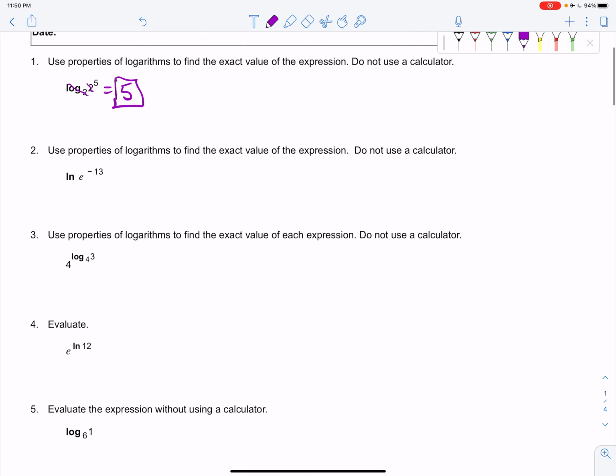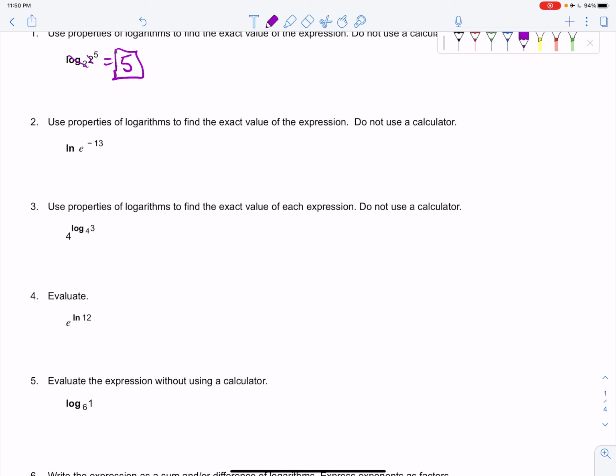And let's see this one. We have the natural log. And remember, you might want to actually write this, now you don't have to do this, but if you're kind of new at this, you might want to write this just to remind yourself of all the little pieces. The natural log is the same as log what? Base e. And then this says e to the negative 13. Oh, wait a minute. Now it really pops out that log base e and base e are inverses, and it's just going to leave me with a negative 13. Okay.